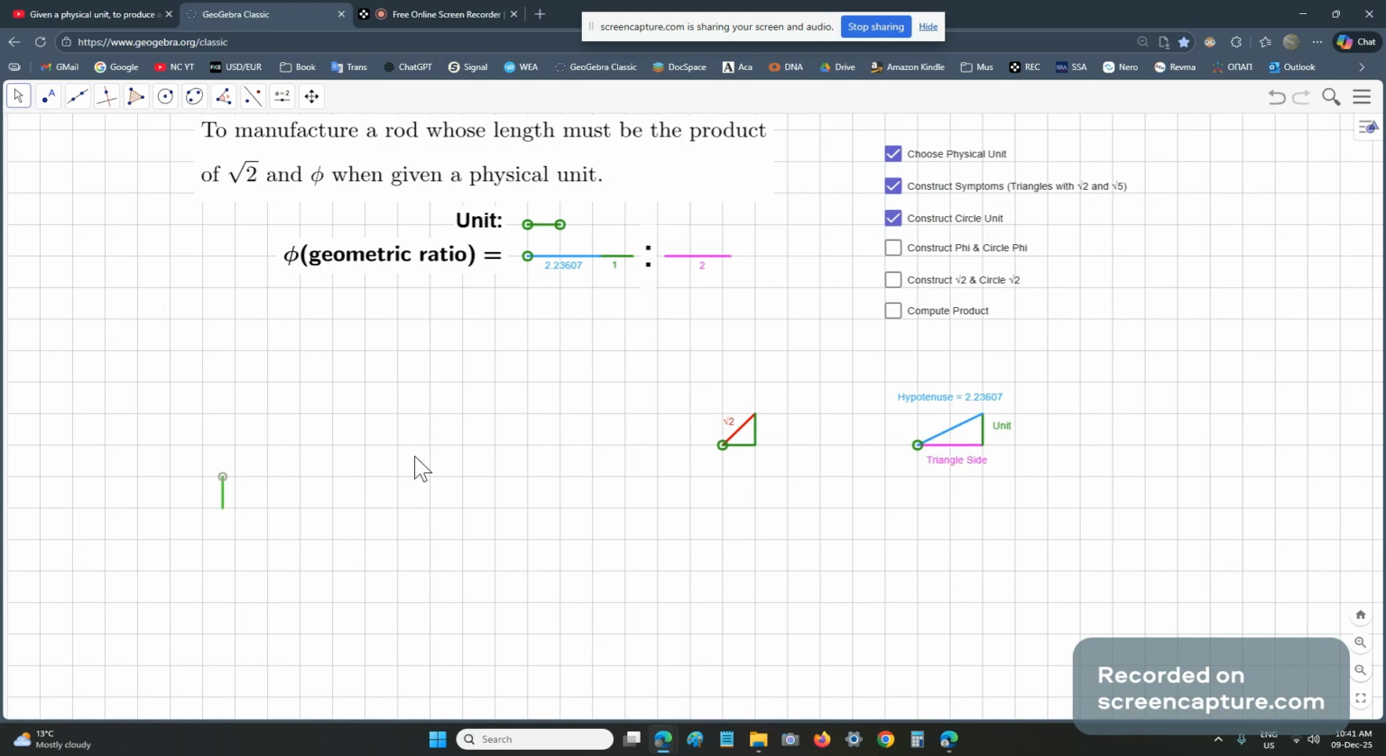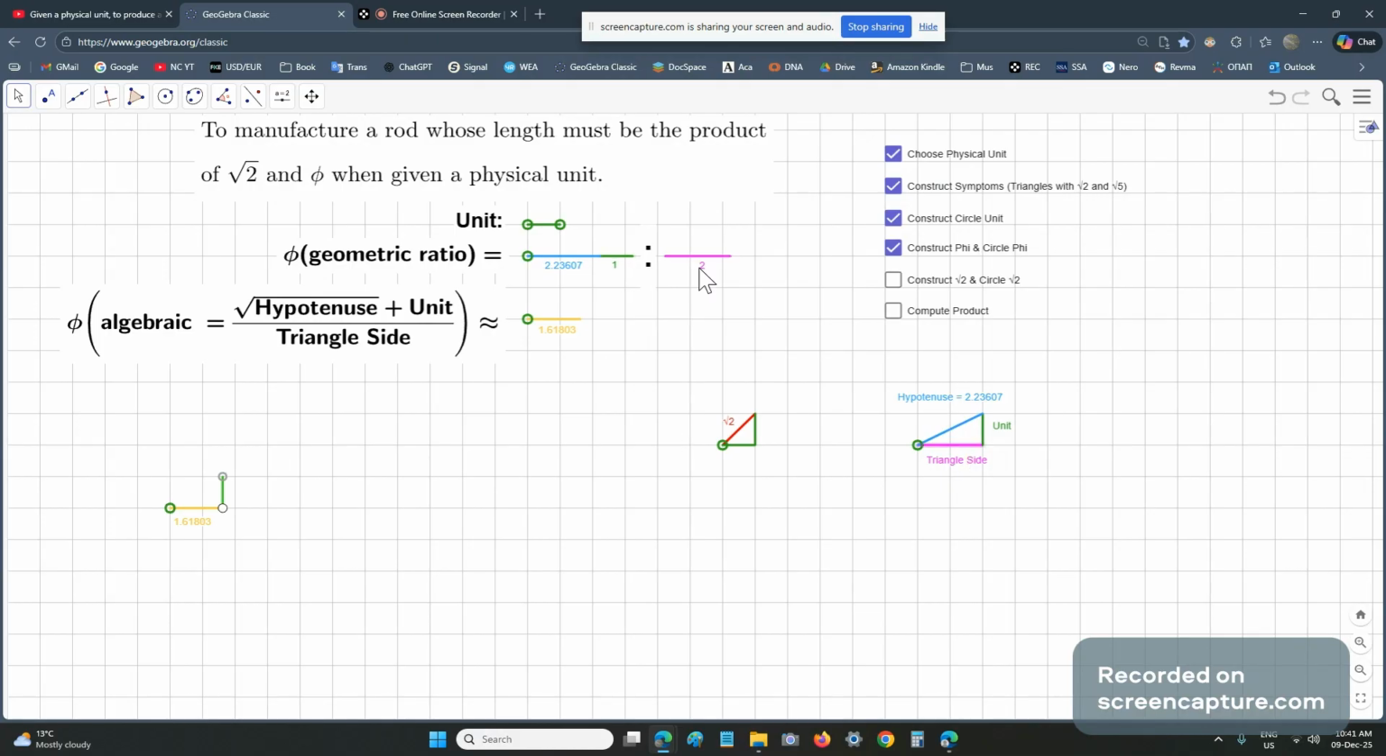Next, we construct the circle unit, because I'm going to use a circle to show you how to find the product. You could also use my special method, as I'll put a link into that video, but it's much easier in this case just to use a circle. Then you can construct phi. So how do you construct phi? Well, phi happens to be this length plus this unit length, measured by this triangle side.